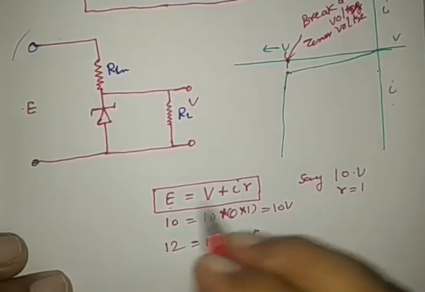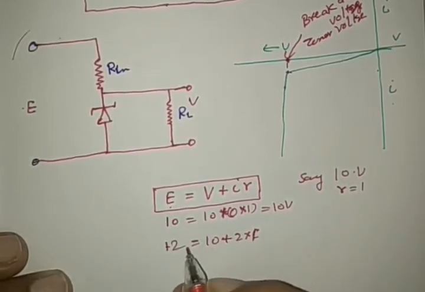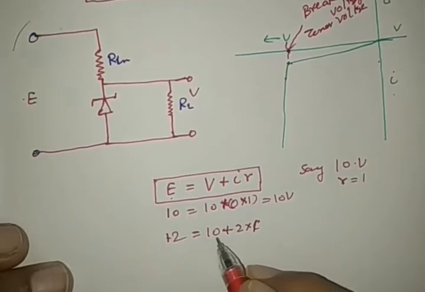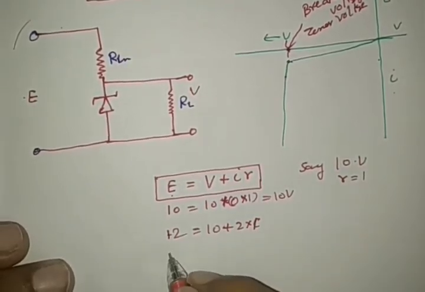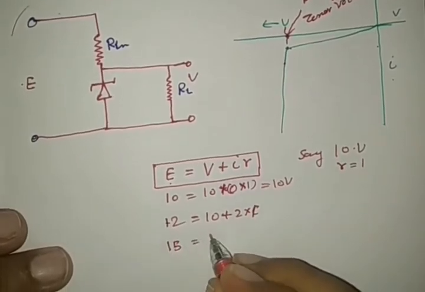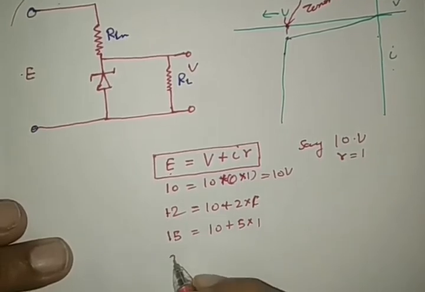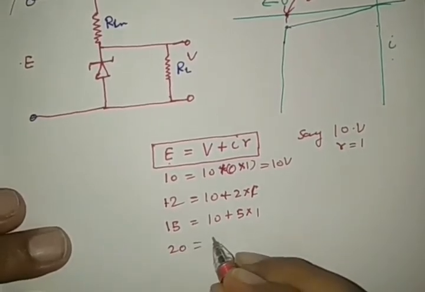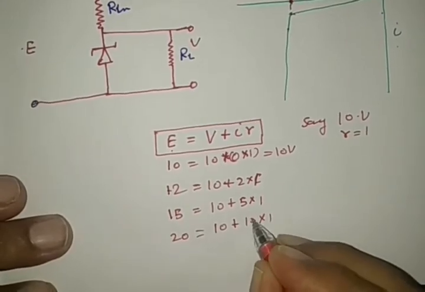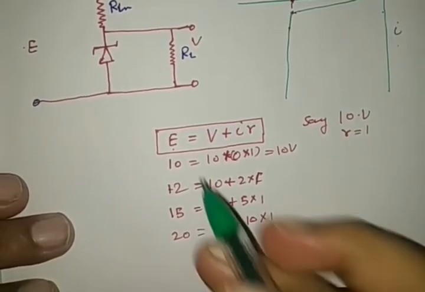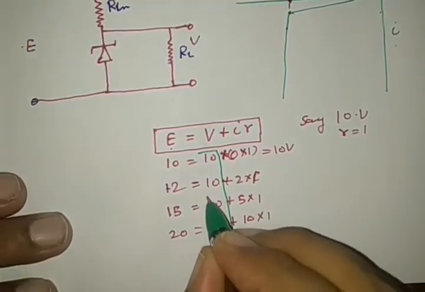This is V, so let us see very carefully to understand it. The applied voltage is this, so 10 plus 2, so it becomes 10. Now if you apply 15 volt here, it is 10 plus 5 into 1. If you apply 20 volt, this is 10 plus 10 into 1 ohm resistance. So see, the output voltage remains the same, 10.